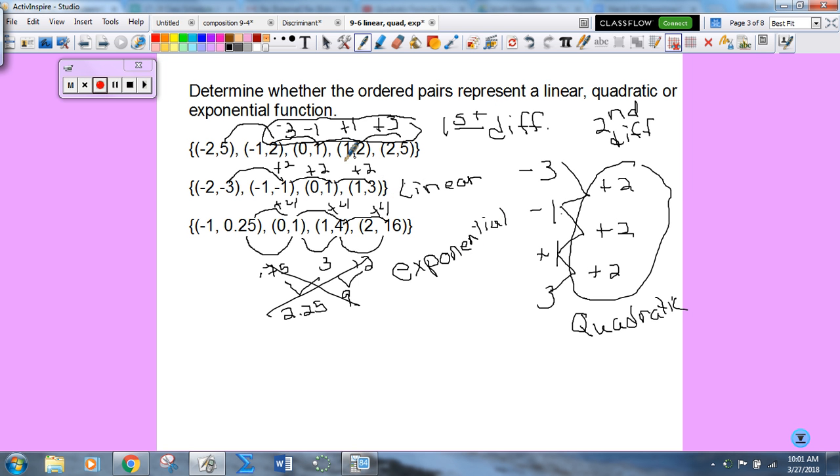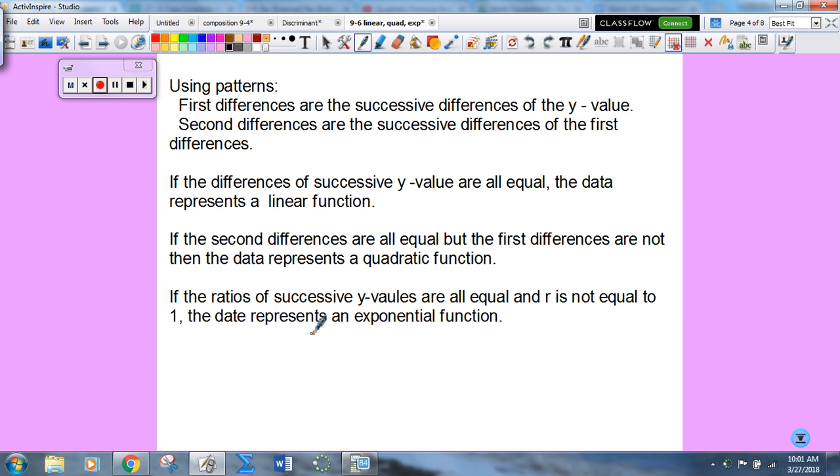So constant rate of change, linear; second difference, quadratic; multiply, exponential. And that's exactly what we see here. So using patterns, first differences are the successive differences of the y value. Successive differences means that x has to go up by 1.